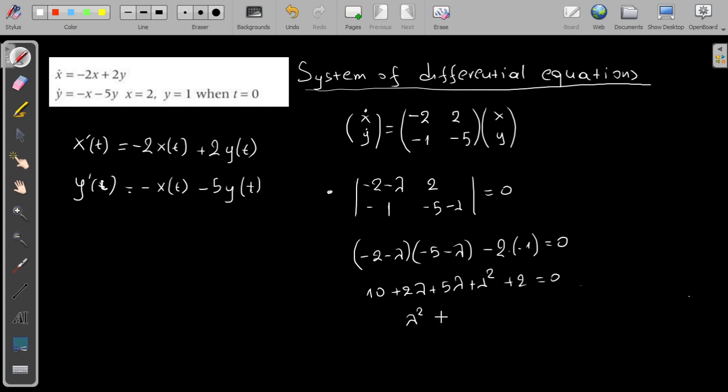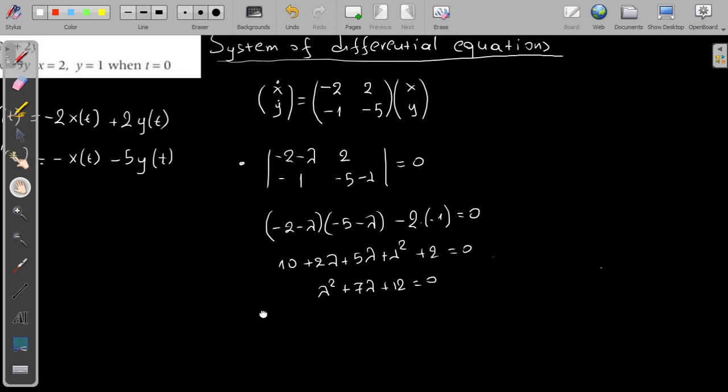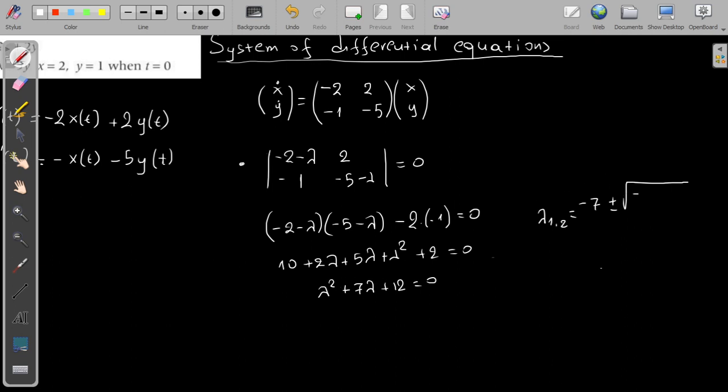So lambda square plus 7 lambda plus 12 should be 0. And here now I just need to solve it using my quadratic formula. So lambda 1, 2 solutions will be minus b, so minus 7, plus minus square root of b square, 7 square, minus 4 times a, which is 1, times c, over 2 times a, which is 1.